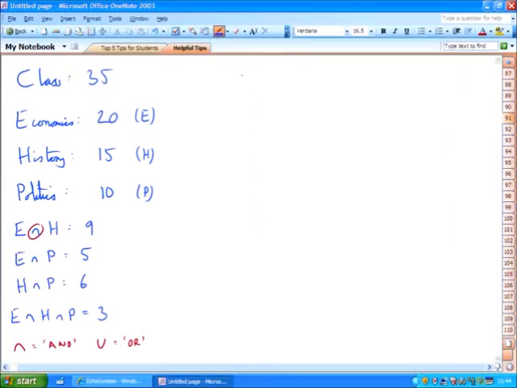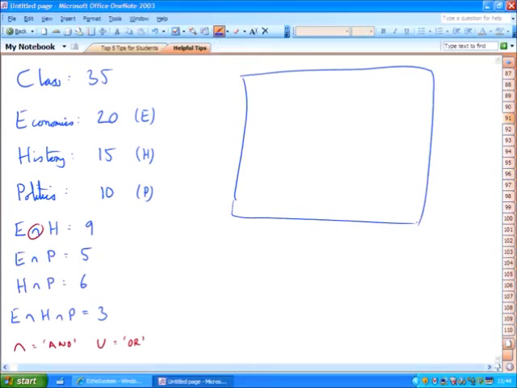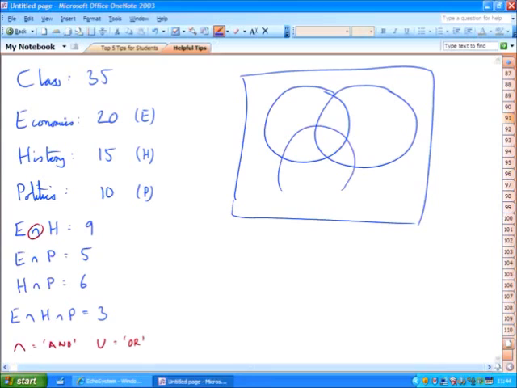Okay, let's draw a nice Venn diagram. So we have 3 disciplines: economics, history and politics. So I'm going to denote these by 3 circles. Here's my economics circle, here's my history circle, and here's my politics circle, so E, H and P. Notice that these circles are overlapping because I do have some intersections, namely the overlapping areas denote students studying more than one of the disciplines.